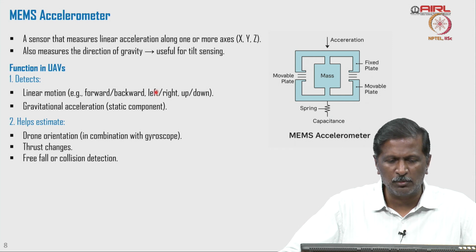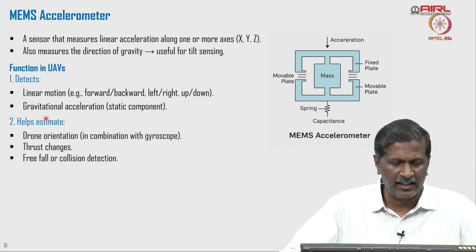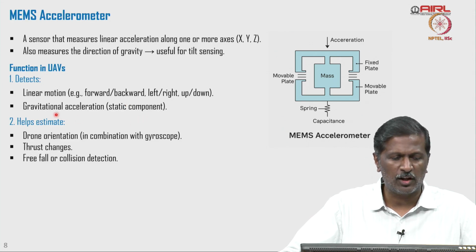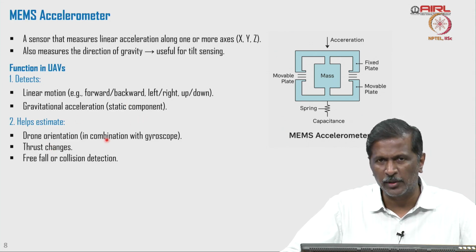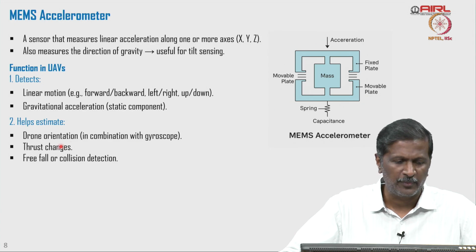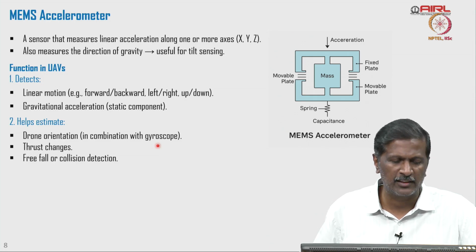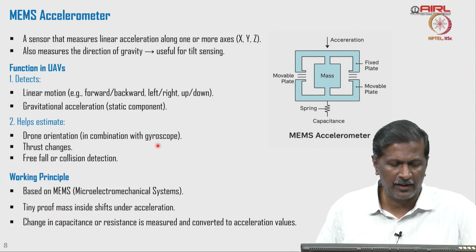It detects linear motion, that is forward backward, left right, and up down, and we can also get the gravitational acceleration, the static components. It also helps in estimating the drone orientation in combination with the gyro. It also helps you to estimate the change in thrust, or if you are trying to look at free fall or collision detection, all this will be very useful with MEMS based accelerometers, right.